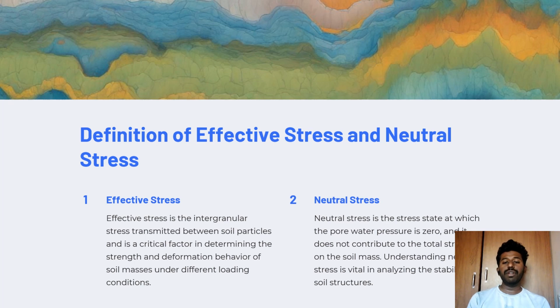What is the definition of effective stress and neutral stress? Effective stress is the intergranular stress transmitted between soil particles and is a critical factor in determining the strength and deformation behavior of soil mass under different loading. Neutral stress is the stress state at which the pore water pressure is zero and it does not contribute to the total stress on the soil mass. Understanding neutral stress is vital in analyzing the stability of soil structures.